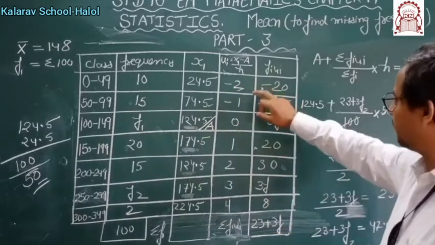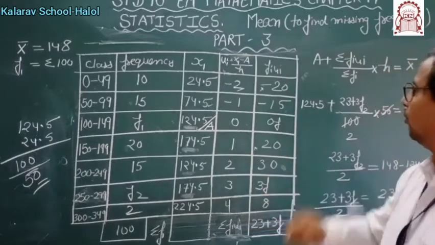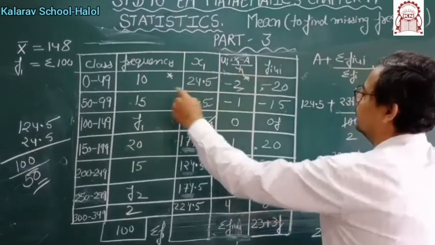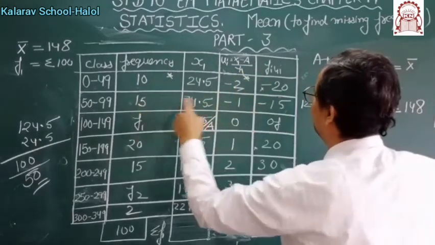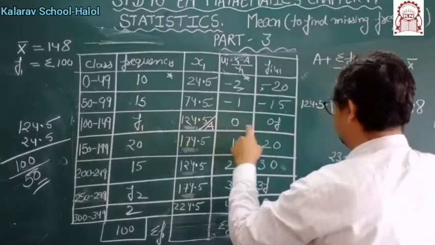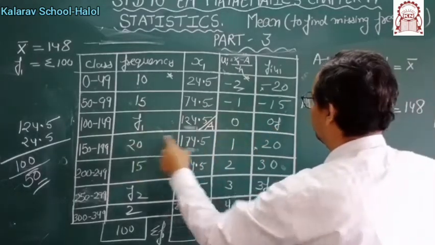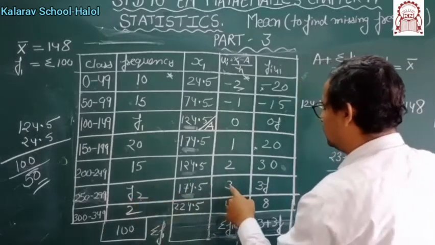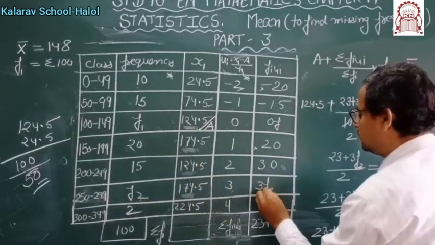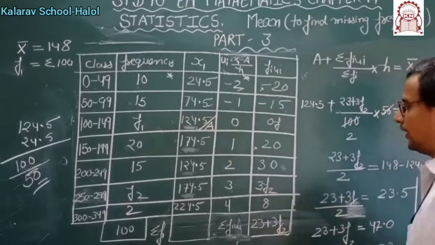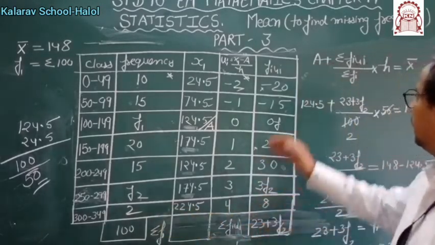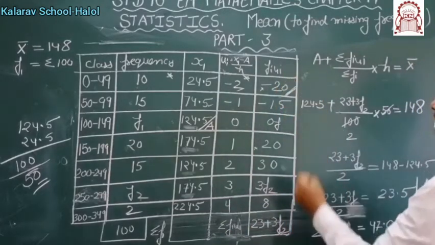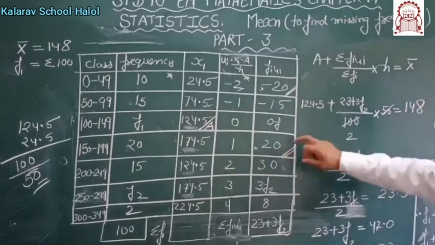By the answer -2, then -1, 0, 1, 2, 3 and 4, and then multiply frequency and UI. So 10 2s are 20, 15 1s are 15, F1 0s are 0, F1 20 1s are 20, 15 2s are 30, F2 3s are 3F2. Okay, and 2 4s are 8. When you will add all this, now see here, this is -20, this is +20, it will be cancelled automatically.